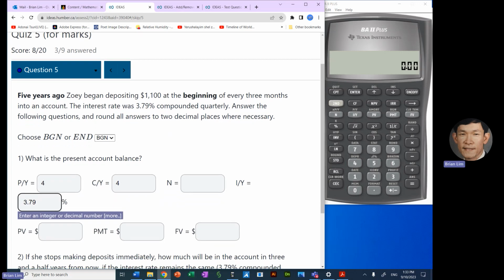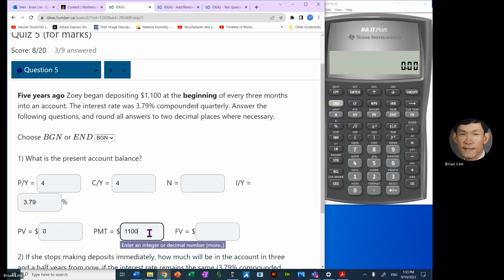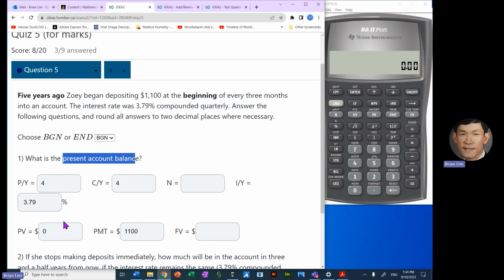Now the present value is what? Well, you didn't start, so we'll get a 0 in there. Then the 1100 is right there. It's a payment. You can put it in as negative if you wish. And future value is, what is the present account balance? So yes, I think, so 5 years ago. So sorry, we are computing the present value. Yes, this was 5 years ago.